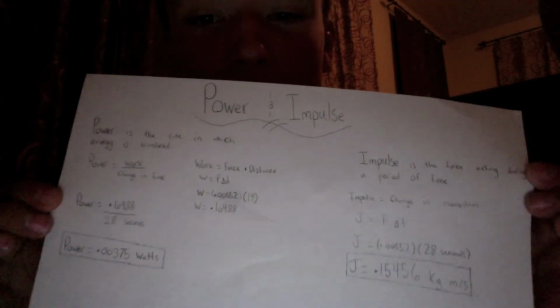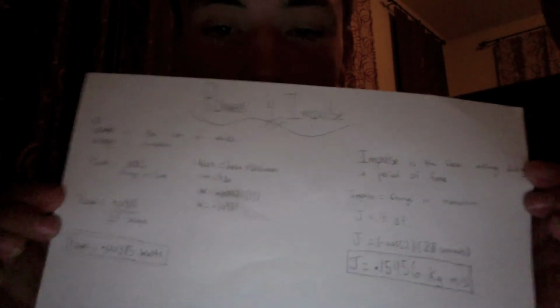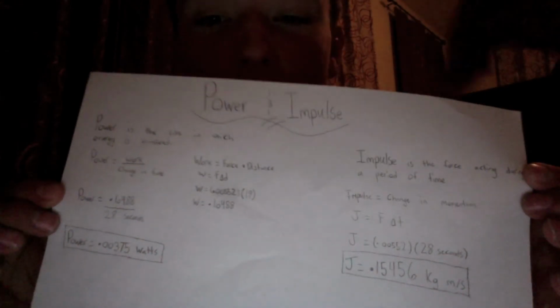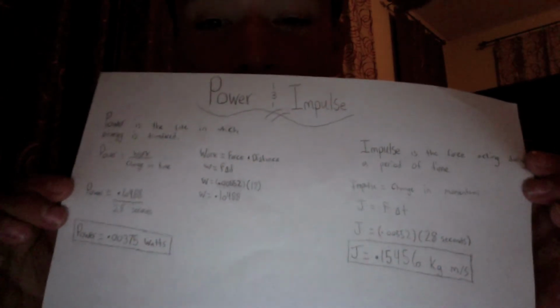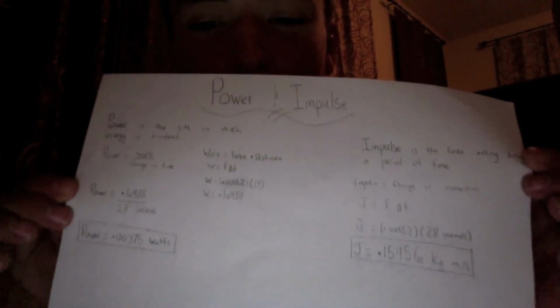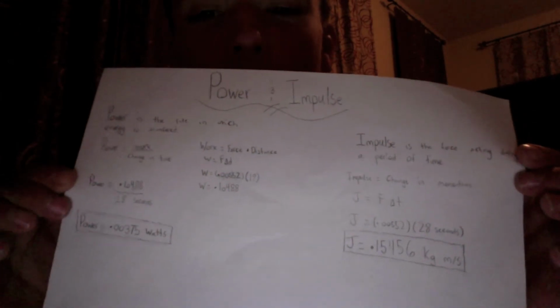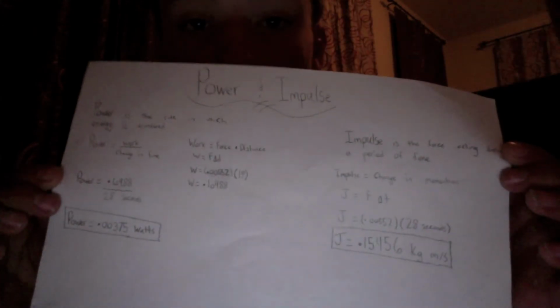Now, impulse. Impulse is the force acting during a period of time. Impulse is equal to change in momentum, so J equals F delta T. We plug that in, and we got J is equal to 0.00552 times 28 seconds, and then we got J is equal to 0.15456 kilogram meters per second. Done.